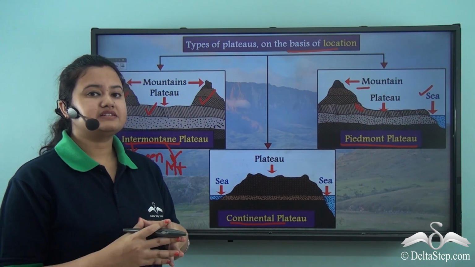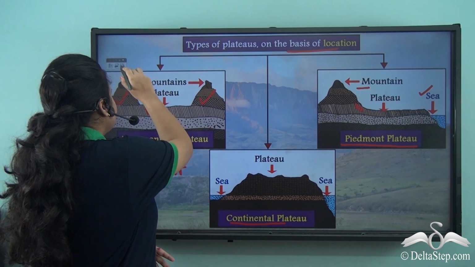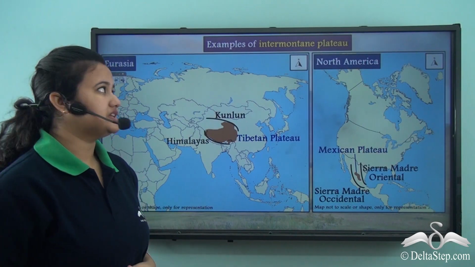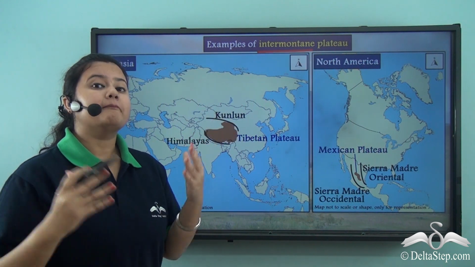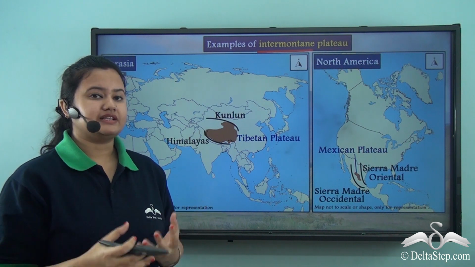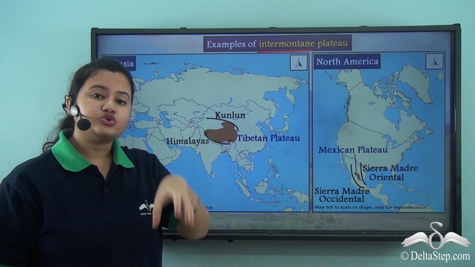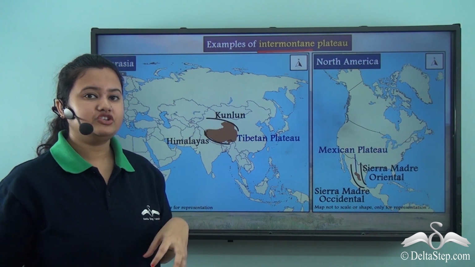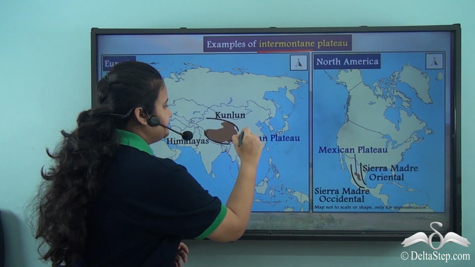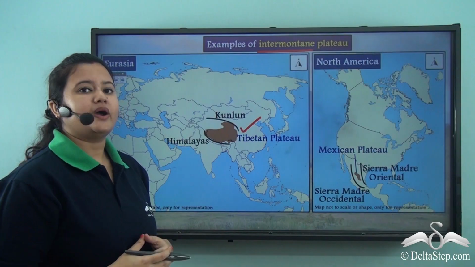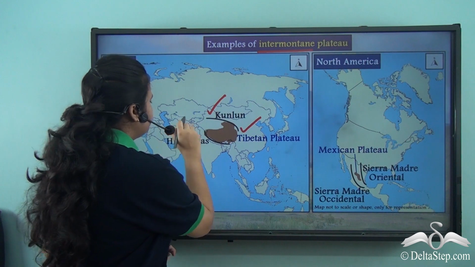Now let us discuss some examples of each type of plateau. As discussed just now, an intermountain plateau is bounded by mountain ranges on all sides, or we can also say that an intermountain plateau is situated between mountain ranges. Now some examples of intermountain plateaus are the Tibetan Plateau of Asia. The Tibetan Plateau, as we can see here, is situated between the Kunlun Mountain and the Himalayan mountain range.